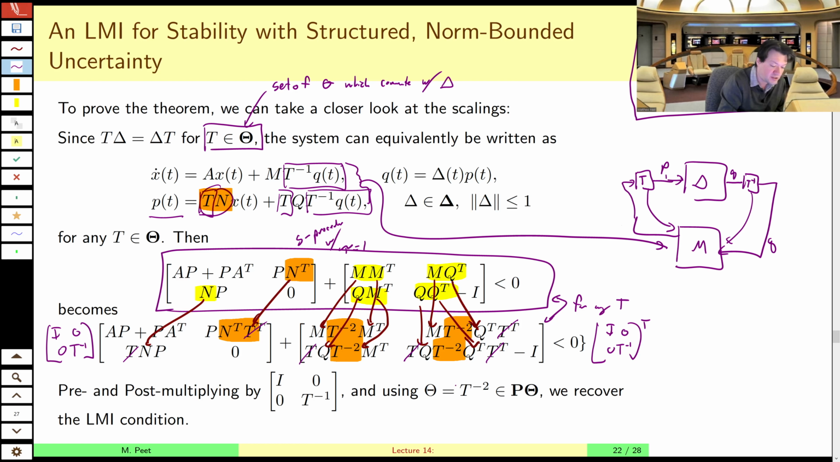Although I should say, note that's T inverse transpose. Let's see. So what this shows is that quadratic stability under arbitrary scaling becomes equivalent to stability under positive scaling, because T inverse squared here is a positive matrix. So if there exists a scaling which proves stability, then there also exists a positive scaling which proves stability, right? So we can limit ourselves to positive scalings. And it's nice because now this positive scaling appears linearly in the LMI here, right?